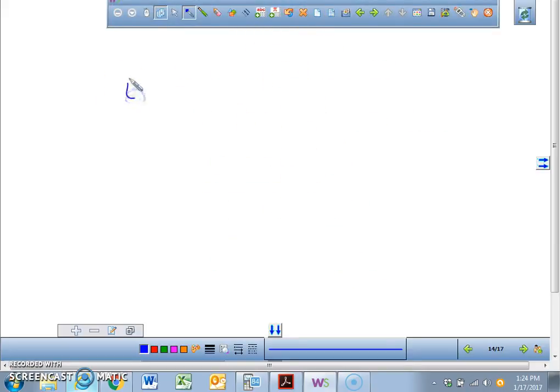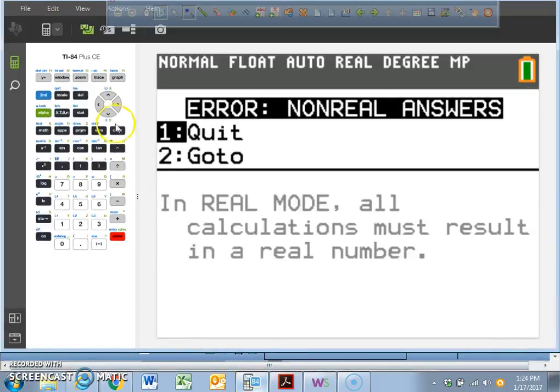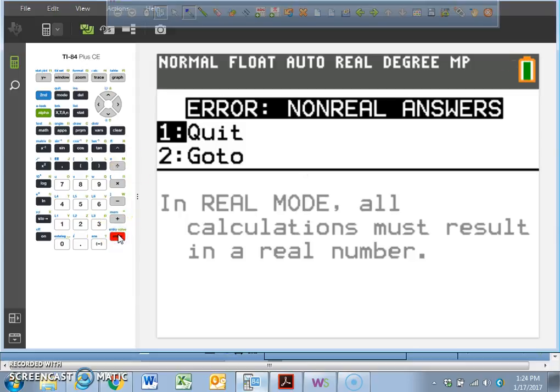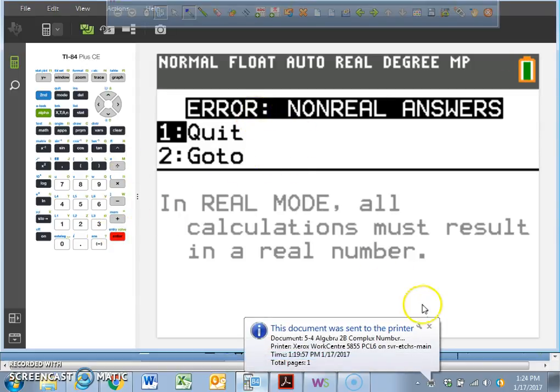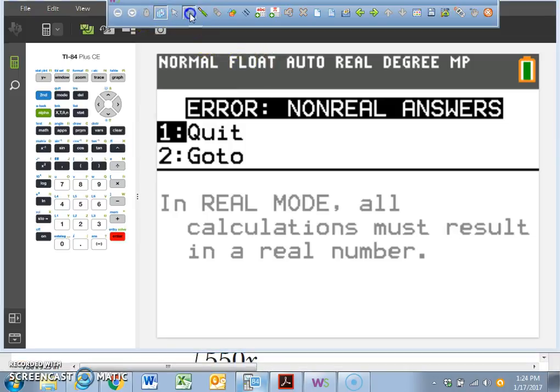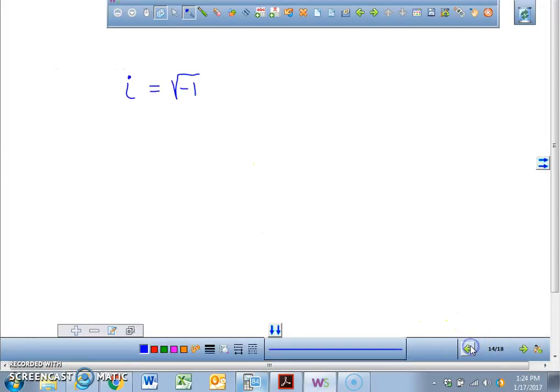Right here, I want you to put I by itself is equal to the concept of the square root of -1. Now, wait a second. If you were to type in the square root of -1 and press enter, look what it says. Error. Non-real answer. You're right. It is not a real answer because it's an imaginary concept. So wait a second. How do we apply this?